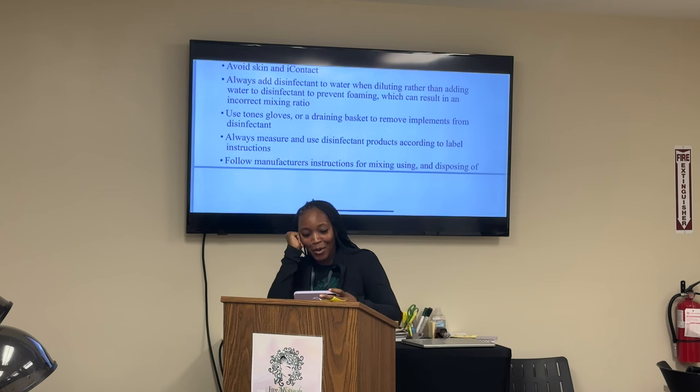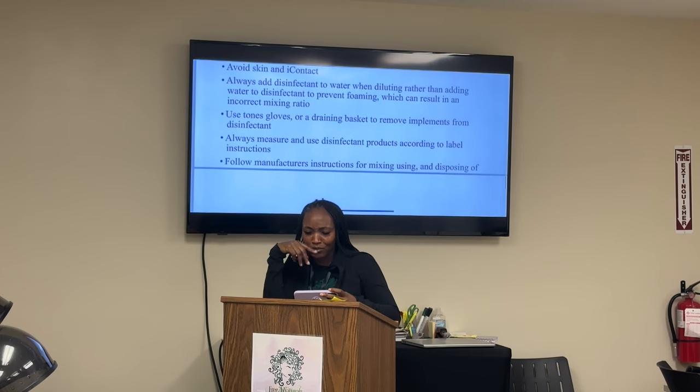Always add disinfectant to water when diluting, rather than adding water to disinfectant, to prevent foaming, which can result in an incorrect mixing ratio.